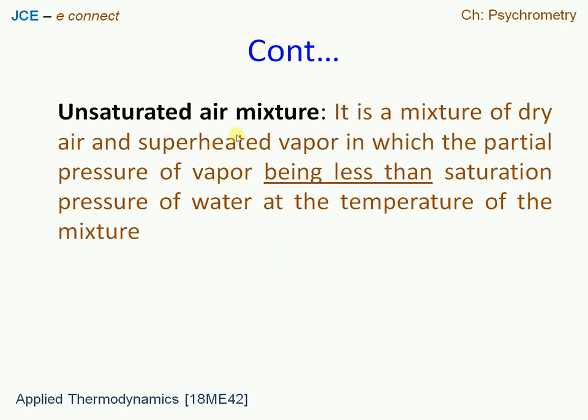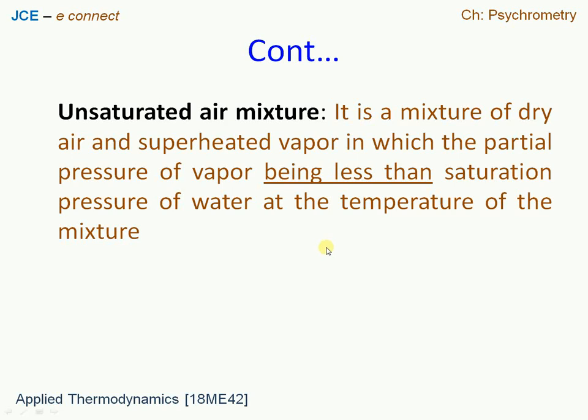Let's now move ahead with what is an unsaturated air mixture. We know that air now has some amount of moisture, therefore we call this moist air, and that will be our sample. Unsaturated air mixture means that we have a moist air sample, but the amount of vapor inside this sample of air is not sufficient for it to become saturated. Such a state we call an unsaturated air mixture.